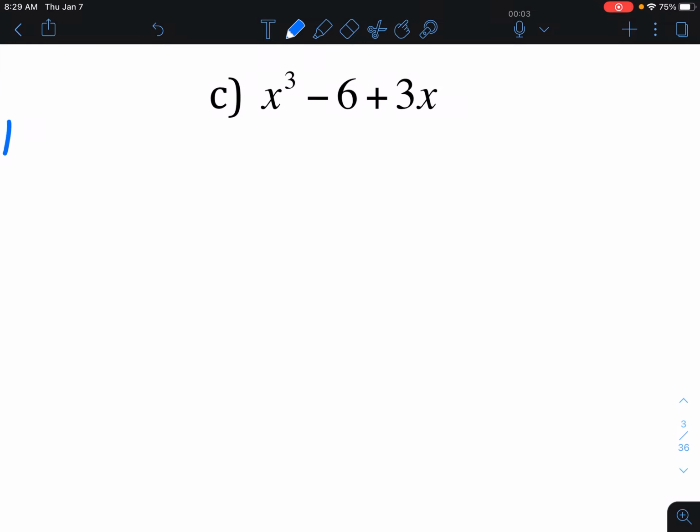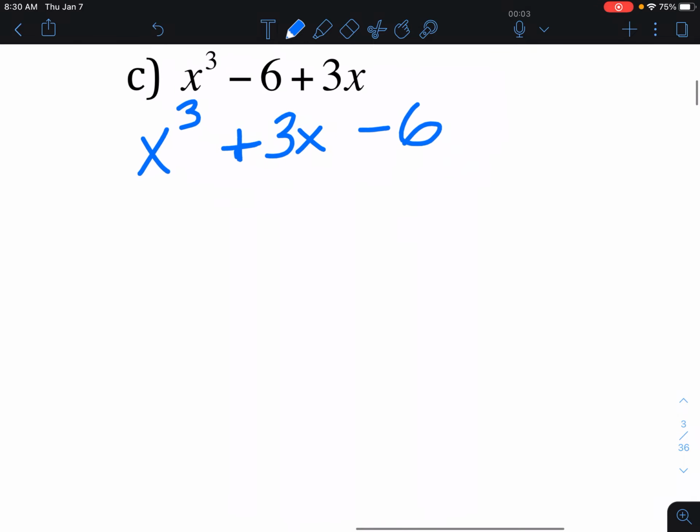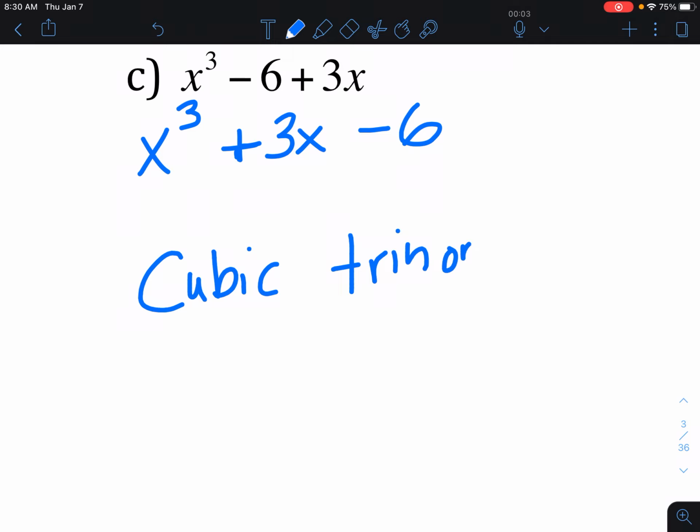Letter C is our first one that is out of order. So it must go in order x to the third plus 3x minus 6, highest degree to the lowest. Its highest degree is 3, so we would call it cubic. And it's 3 terms, so cubic trinomial.